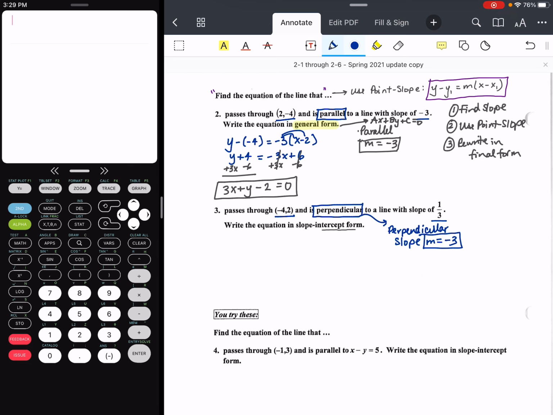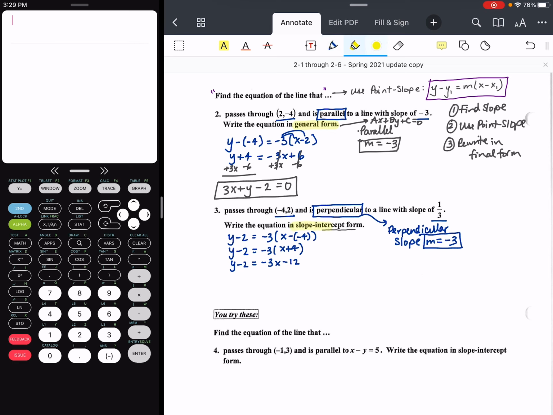Now I'm going to plug this into point-slope. y minus 2 equals my perpendicular slope of negative 3 times x minus negative 4. I'm going to fix that double negative also. y minus 2 equals negative 3 times x plus 4. And now I'll distribute on the right side. So y minus 2 equals negative 3x minus 12.